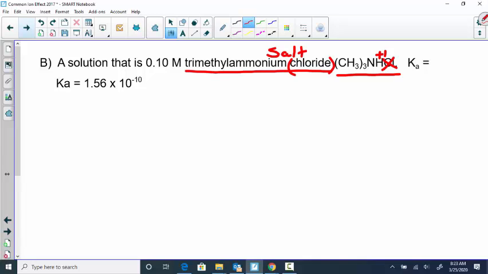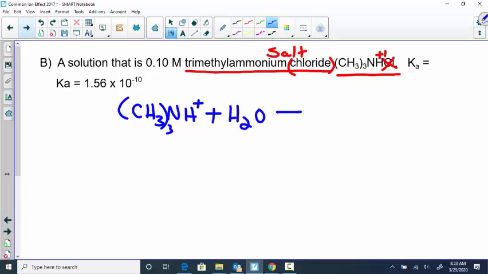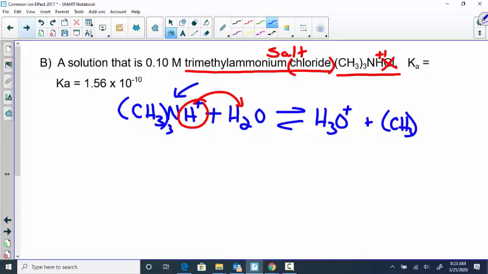So what we're going to have in this particular reaction is going to be our same (CH3)3NH, okay, but that's going to be a plus, plus H2O yields, okay, so the chloride doesn't matter, which is why I left the chloride out of that expression, but now this has this extra hydrogen which can donate to the water, so you're going to get H3O plus and the (CH3)3N, okay?